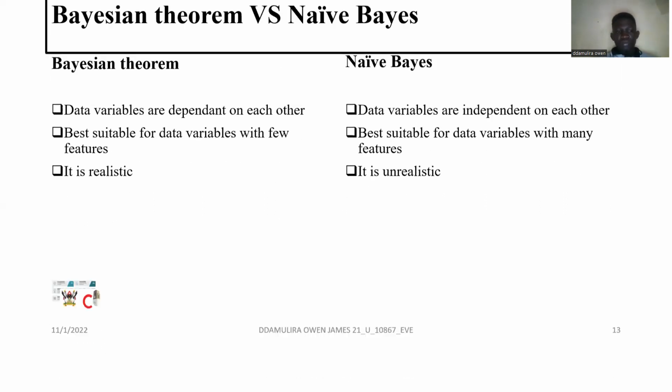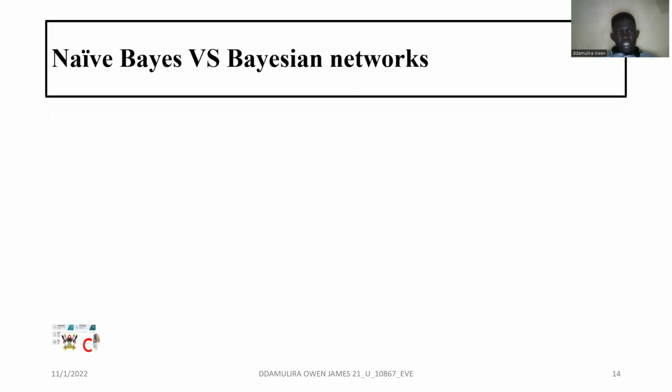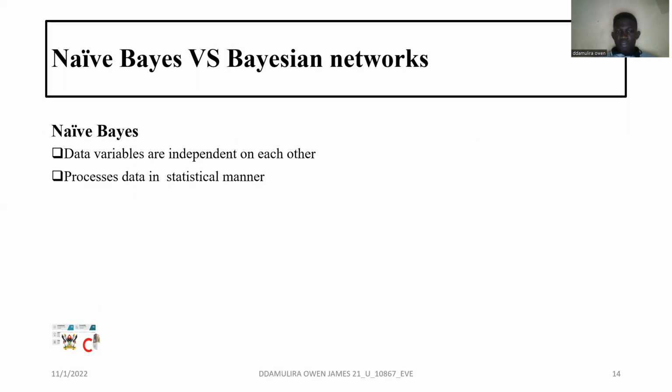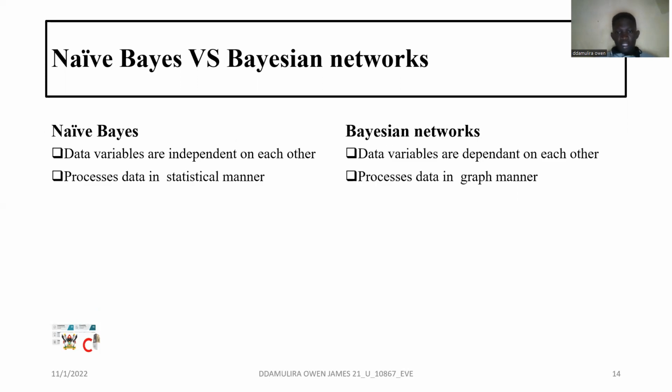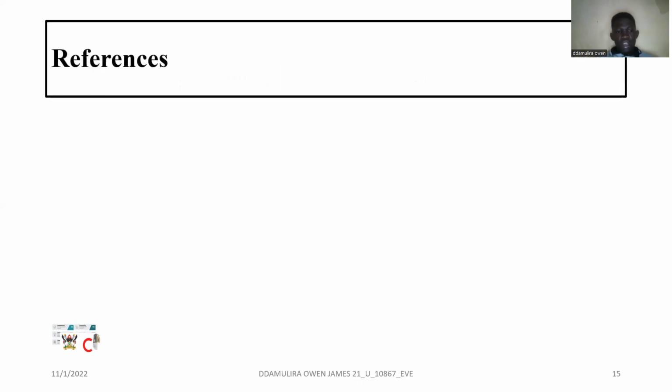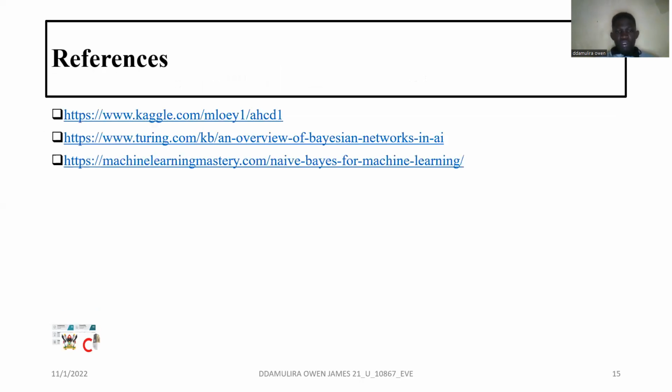Then I come to naive Bayes versus Bayesian network. In naive Bayes, data variables are independent of each other, and in the Bayesian network data is processed in a graphical manner. Those are some of the differences between those two. Those are the differences which I outlined for you. You can click on those differences and get to know about the theorems and then about the data.